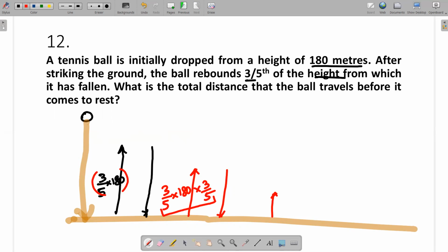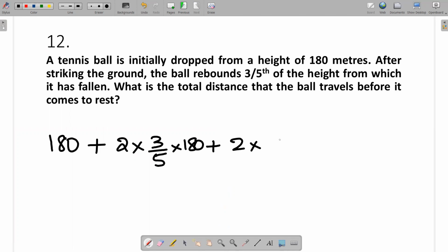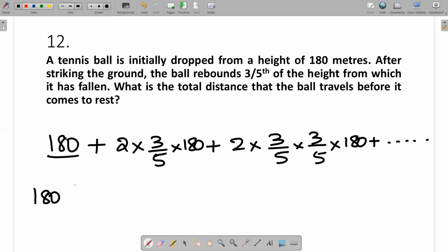So if I write all these steps in a mathematical way, first the ball comes down by 180 meters. Then it hits the ground. It goes up and down, that is 2 times 3/5 of 180. In the next instance, it travels 2 times 3/5 of 3/5 of 180. And this process continues up to infinity. So I will retain the first 180 here.